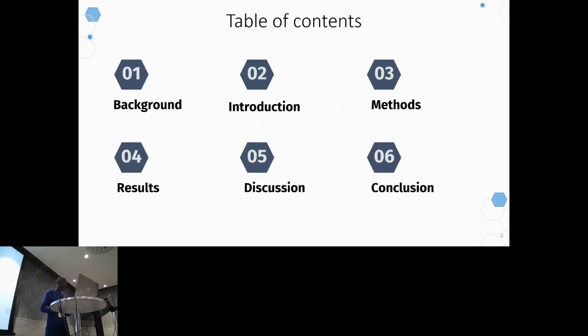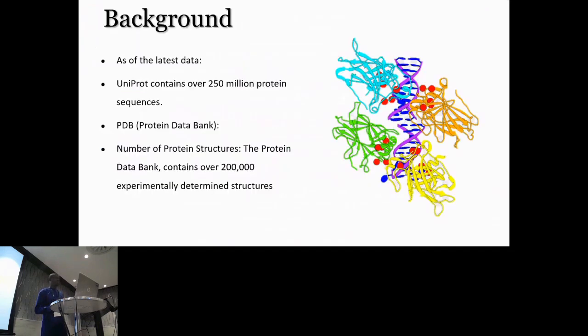So what I will cover is as follows: the background of the work and just some introduction to homology modeling, the method we used, what we got as a result, and just some discussion. So as of the latest data, the UniProt database contains over 250 million protein sequences, and the Protein Data Bank, which is a database of structures, contains over 200,000 experimentally determined protein structures.